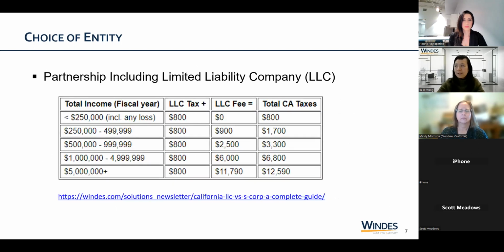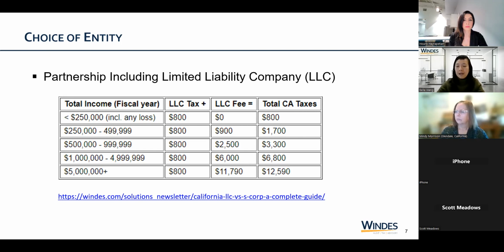So this is the LLC fee that I just mentioned. Every LLC registered to do business in California has to pay the $800 annual minimum tax. And if the gross receipts exceed $250,000, so between $250,000 to $499,000, almost $500,000, then that's a $900 LLC fee. Between $500,000 to $1 million, that's $2,500. Between $1 million to $5 million, that's $6,000. If you have more than $5 million, it's $11,790.